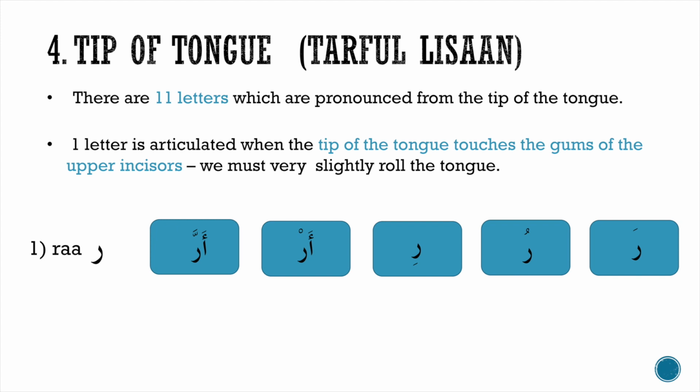There is one letter which is articulated when the tip of the tongue touches the gums of the upper incisors. We must very slightly roll the tongue for this letter, the letter Ra. Ra, Ru, Ri, Ar, Arra.